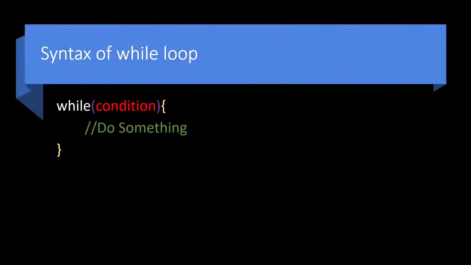Okay, now let's discuss the syntax of while loop. First of all, we have to provide the while keyword here, and after that we provide the condition. It will execute if the condition is true, then it will do something or run the block. Okay, this is called else block. When the condition is true, then it will run the block of while loop.